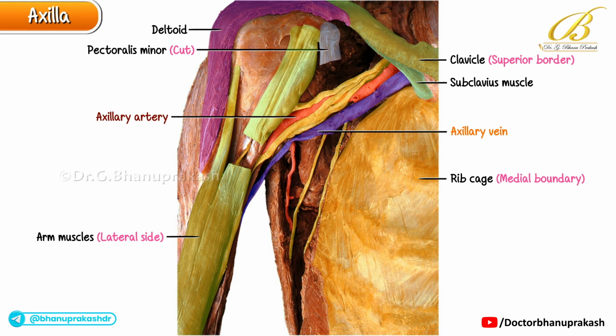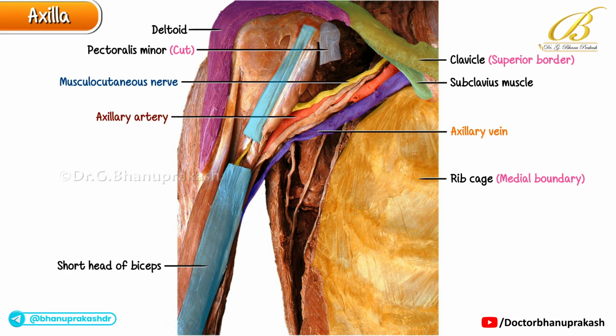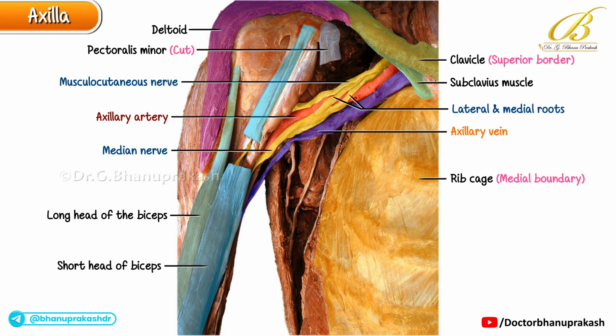The nerves associated with the axillary vessels are branches of the brachial plexus cords. The musculocutaneous nerve runs laterally to the axillary artery, passing deep to the short head of the biceps, which is partially cut to expose the nerve. The long head of the biceps lies in the bicipital groove, joining the short head to form the biceps brachii. The median nerve is formed overlying the axillary artery by the union of its lateral and medial roots, which can be observed in this dissection.